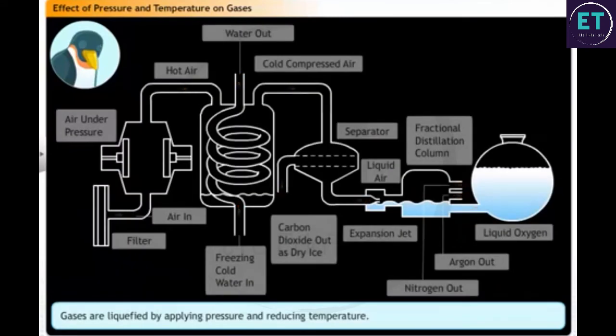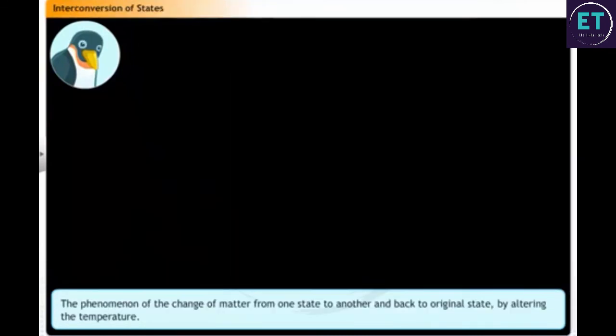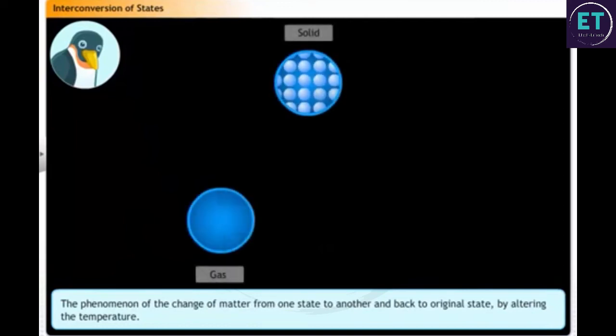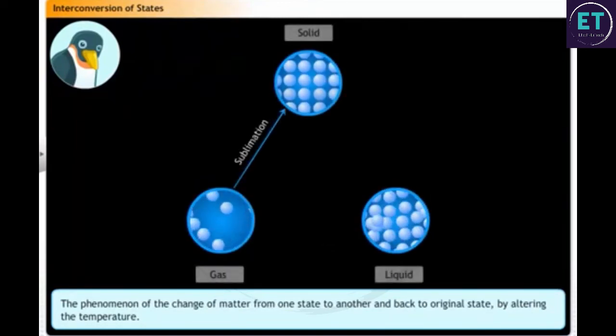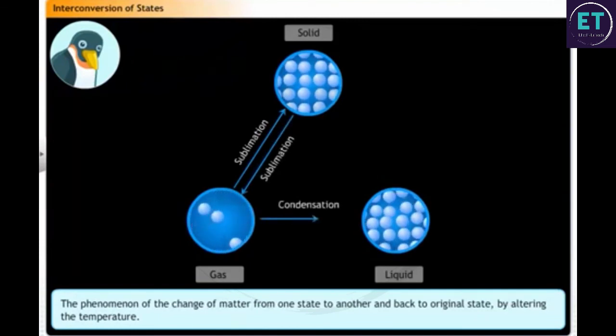However, this is possible only in gases, because gases can be compressed. Gases can be liquefied by increasing pressure and lowering temperature. This principle is used in the liquefaction of air to separate the components of air. To sum it up, the process where matter changes from one state to another and back to its original state by altering the temperature is interconversion of the states of matter.